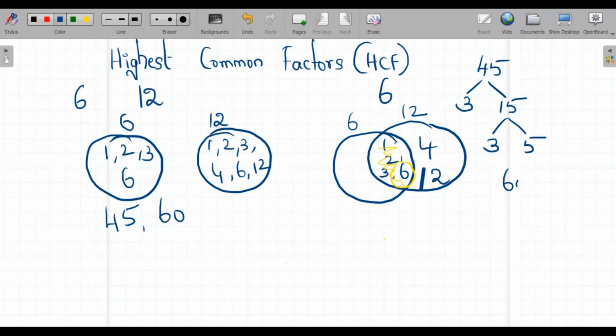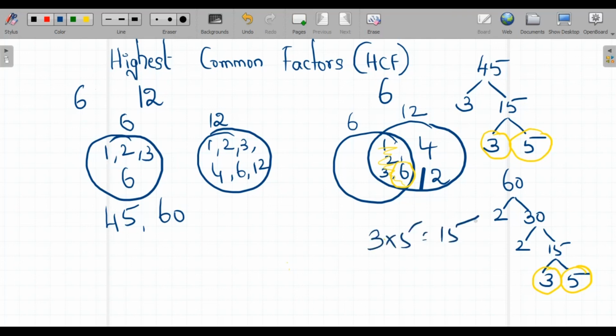Now for 60, it is 2 and 30. 30 becomes 2 and 15. 15 becomes 3 and 5. Okay. Now let us find out what is the highest common factor. You have 2 3s here and 1 5. So we'll start with the 5. There is a 5 that's common to both. So 5 and 5 goes. There is 1 3 that's common here. That's 1 3 that's common here. You have a 3 here. There are no 3s anymore in these factors. So the HCF of 45 comma 60 is going to be 3 into 5, which is 15.